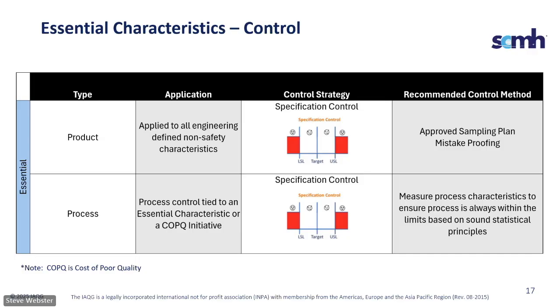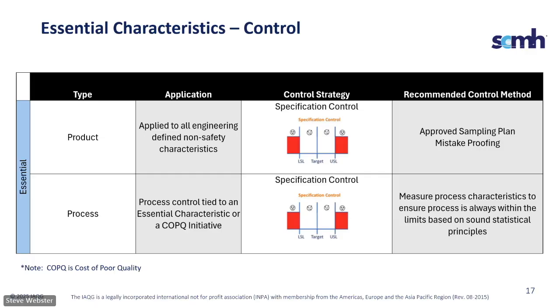For control strategy, that's very similar to safety. Again, we're not focused on variation yet. That's going to be a part of key. So for essential and for safety, we have the same control strategy: we have to be in spec. For recommended control methods, anytime we can do some improved sampling or mistake proofing is ideal.